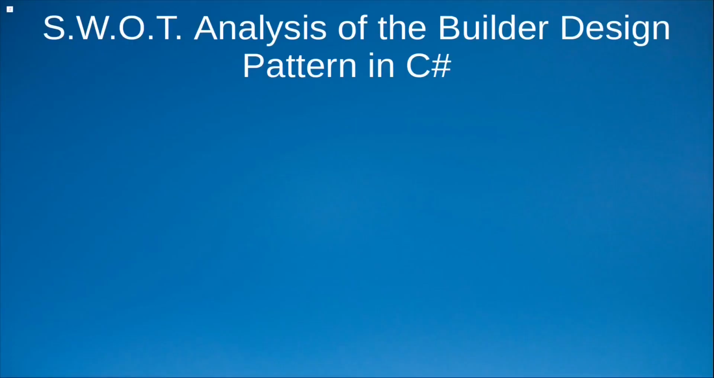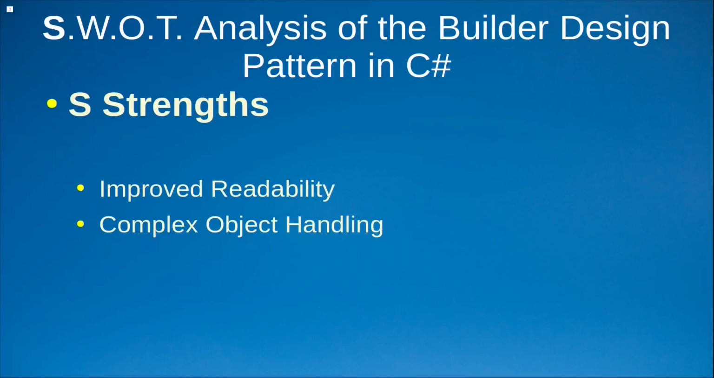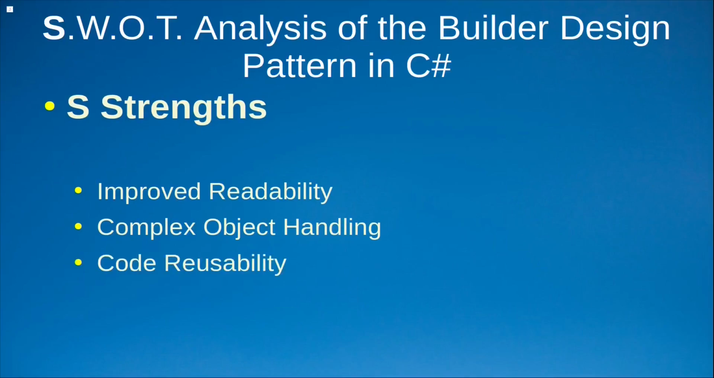SWOT analysis of the Builder design pattern in C#. S. Strength. Improved readability. Builder provides a step-by-step creation process, making code more readable and maintainable for developers. Complex object handling. Handles the creation of complex objects with multiple attributes, especially useful in C# projects. Code reusability. Encourages reusability by separating construction logic from the representation of the object itself.